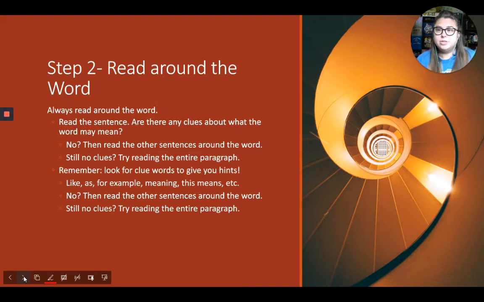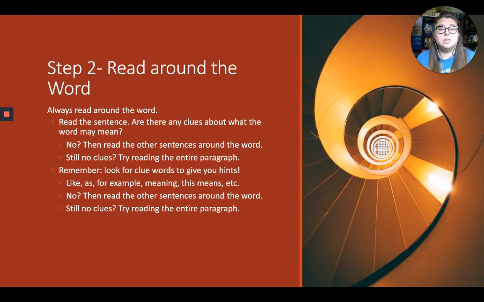Step number 2 is reading around the word. And this is actually the most important step that we're going to practice. Reading around the word means that you do not stop when you come to a new word. Think back to that sentence we read about Marty. Marty is gregarious, not like his brother who is quiet and shy. If we had stopped reading after the word gregarious, we would have never gotten to those clues that tell us that Marty is not like his brother.